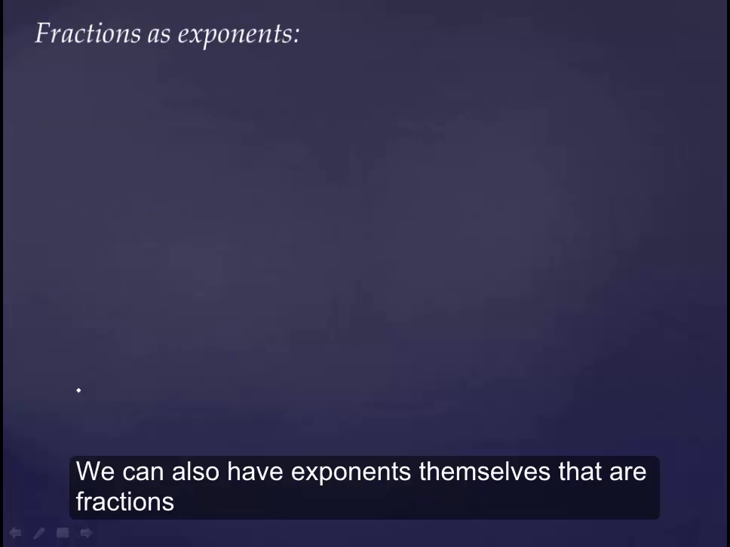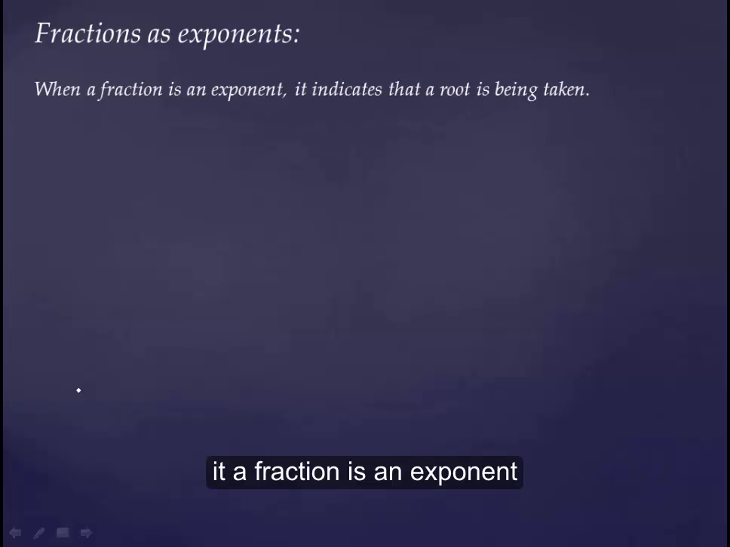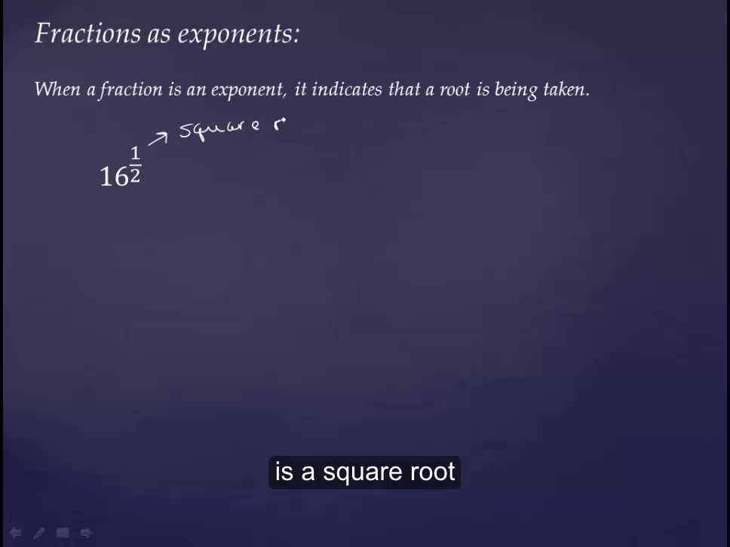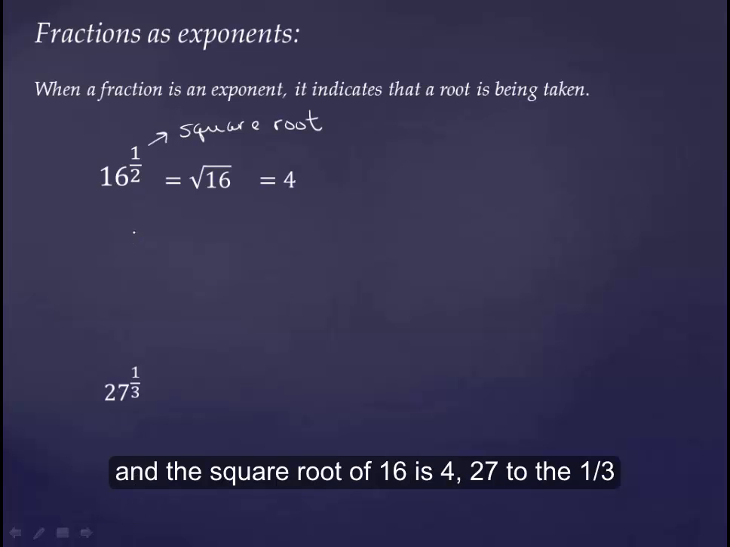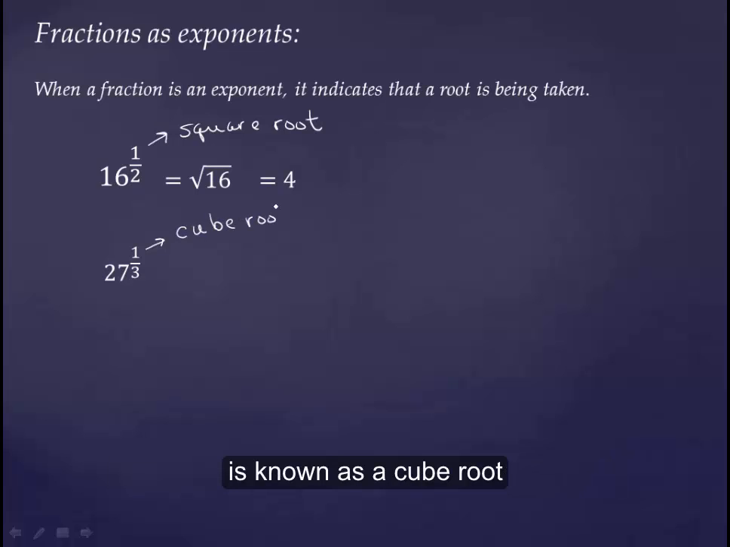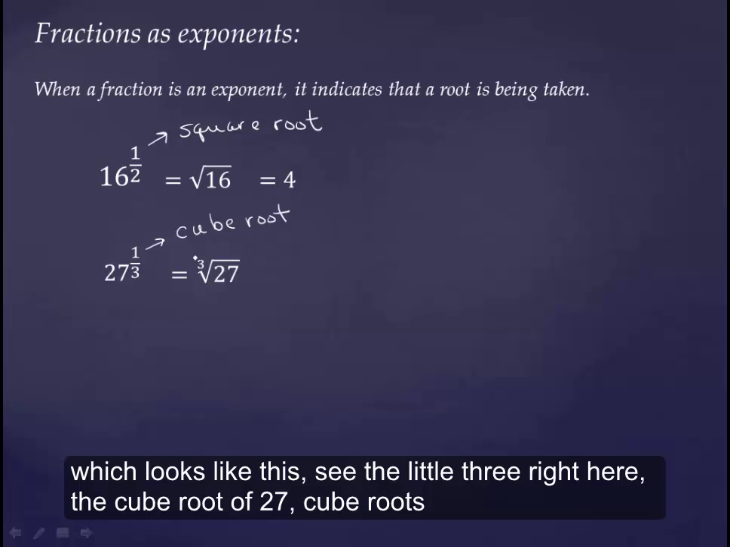We can also have exponents themselves that are fractions. If a fraction is an exponent, it indicates a root. So 16 to the 1/2 is a square root, like this. And the square root of 16 is 4. 27 to the 1/3 is known as a cube root, which looks like this. See the little 3 right here? The cube root of 27.